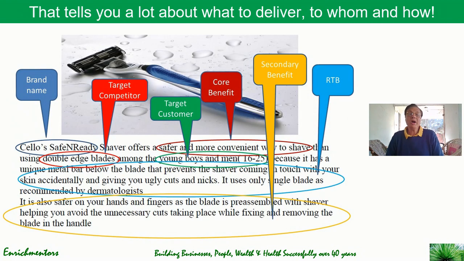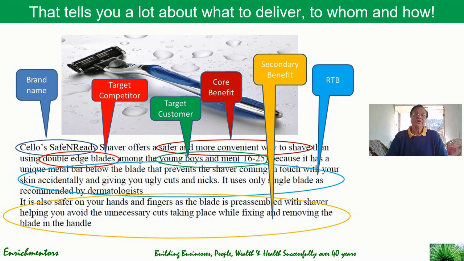And as we were talking about, the winning concept tells you a lot about what to deliver in terms of the core benefit, for whom, the target customer, how, in terms of the possible reasons to believe, and against whom you are going to compete, so that when you design and develop that prototype, you keep that competitor in mind and develop a product that delivers that core benefit far superior to the way the target competitor delivers to the target customer, right?